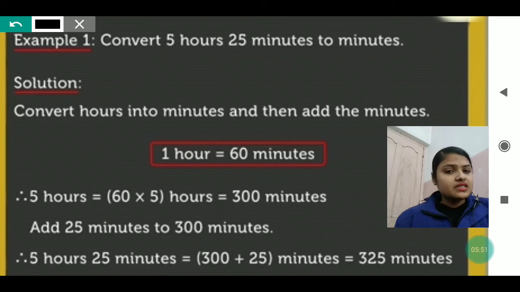Okay, if 5 hours are given, then 60 into 5, that is 300 minutes, you will get. To that 300 minutes you have to add only 25 minutes. When you add 25 minutes to 300 minutes, you will get 325 minutes. It means that 5 hours is 300 minutes and 25 minutes is extra, so that will be added. It will be 325 minutes. Okay, like this we convert.